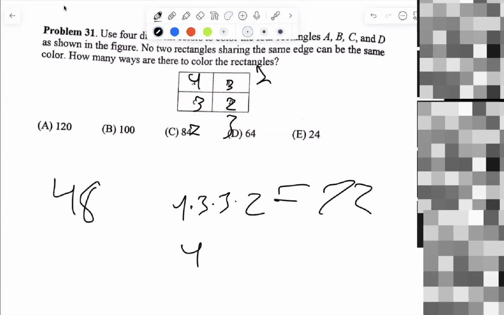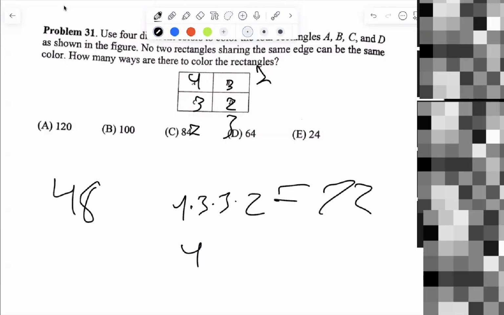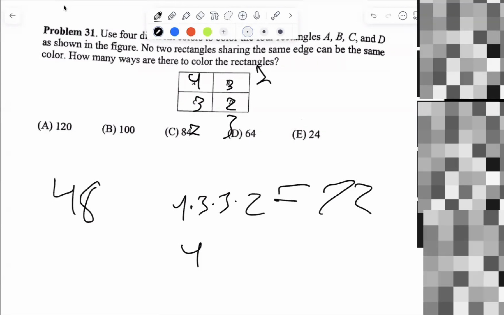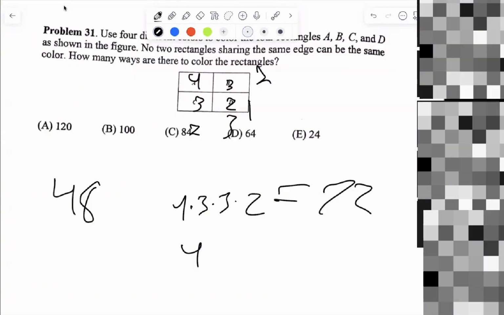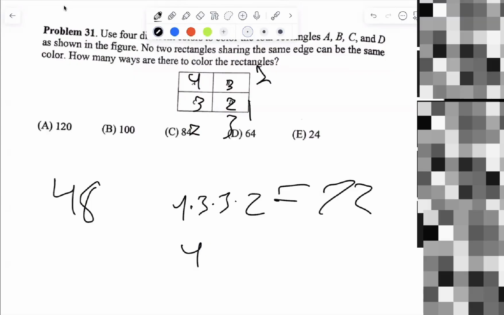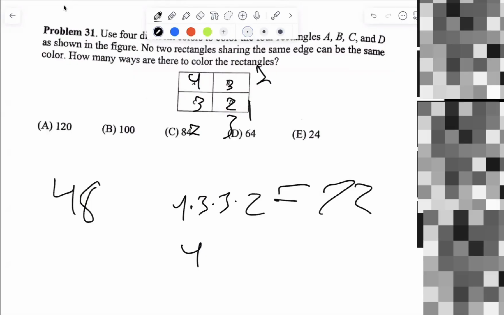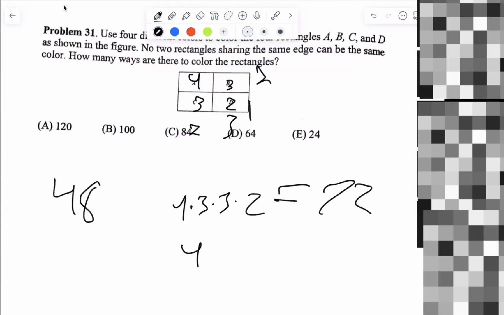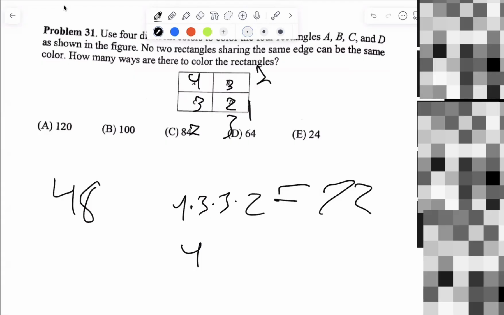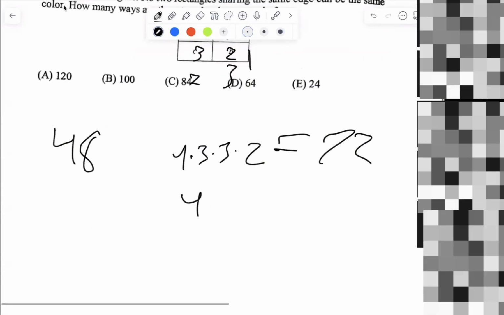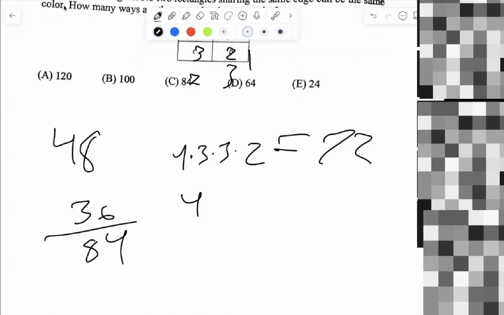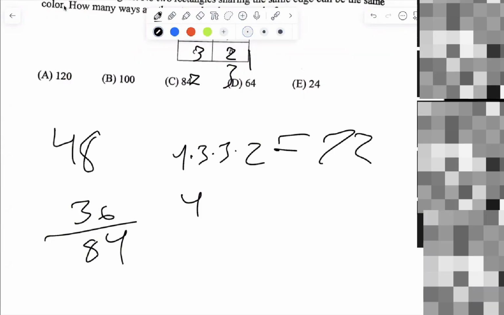And case two is A and D are the same color. That means A has four choices, and D becomes one. So it becomes 4 times 1 times 3 times 3, because A and D are the same color, so we subtract 1 to get 3 and 3. That's 4 times 1 times 3 times 3, or 36. Adding this up gives you 84. So I was undercounting.